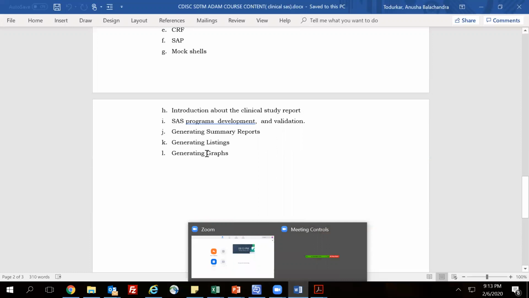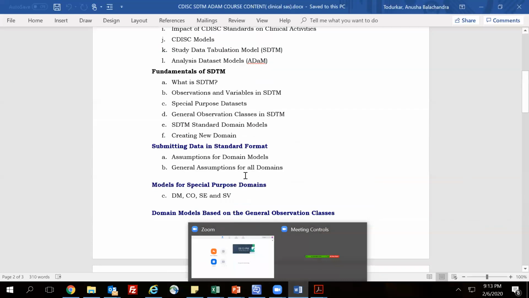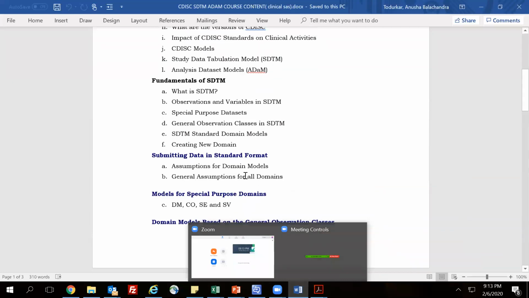So these are nothing but basic things we have to understand in the clinical industry. So this is my content. Okay. So I'll be covering this, and I'll be giving real time projects on SDTM, ADaM, as well as TLFs. So you all will be getting hands-on experience on that. Along with that, I'll be teaching you all how to implement SAS in clinical, how we have to derive all this programmatically.